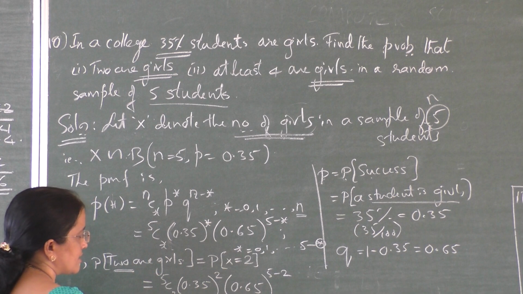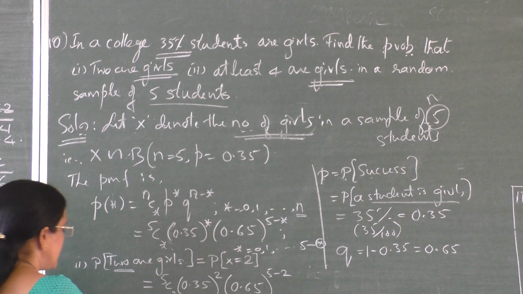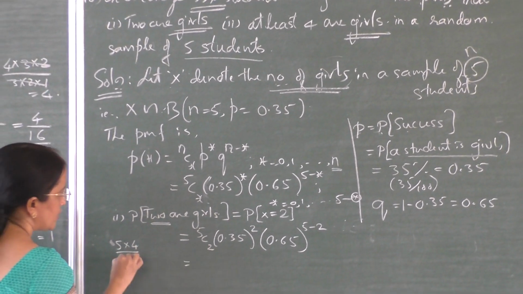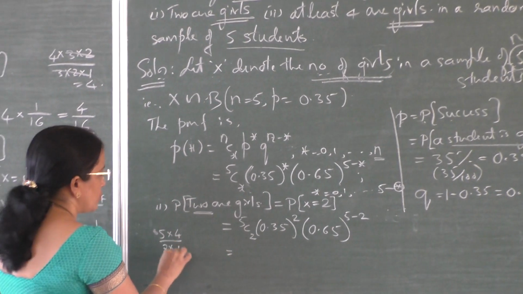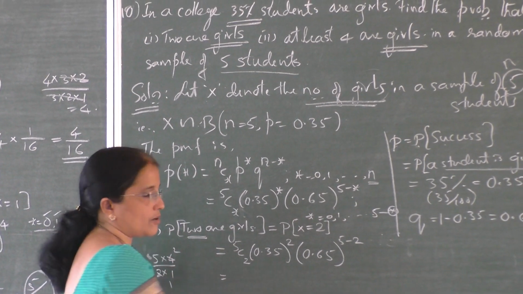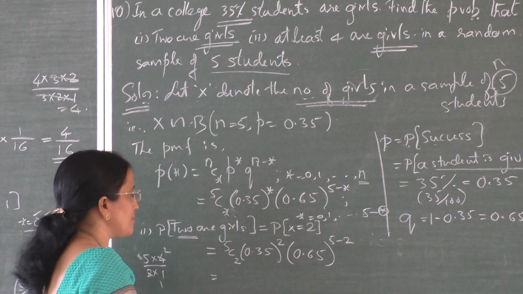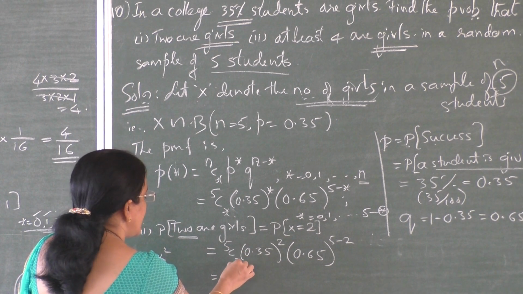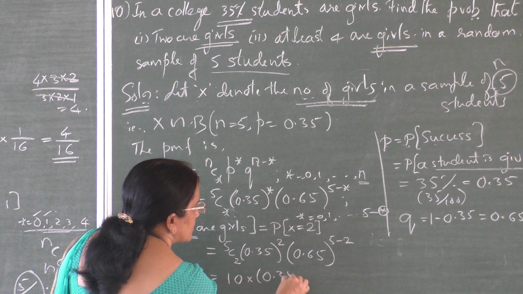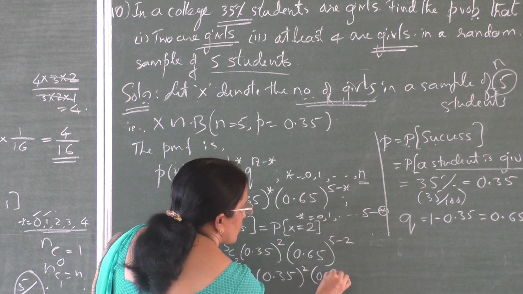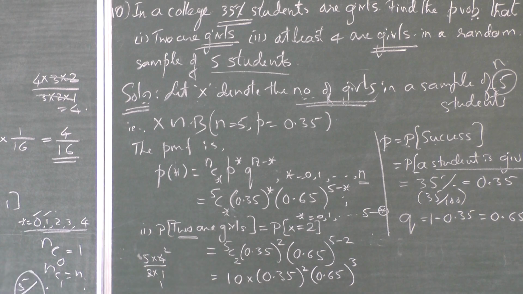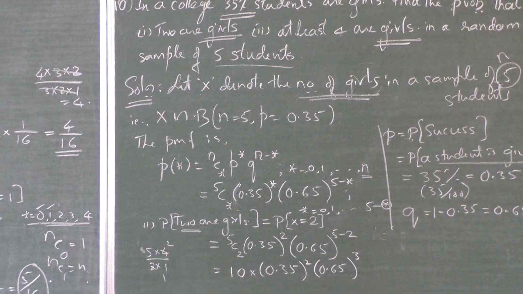Next simplify this. 5C2. Now how to find 5C2? 5 into 4 divided by 2 into 1, right? That is 2 ones are, 2 twos are. Later while solving the problems, you must be ready to find the answers for the combination factor. That is 5C2 is equal to 10, into 0.35 power 2 into 0.65 power 3. Now after that, by simplifying we can get the answers.